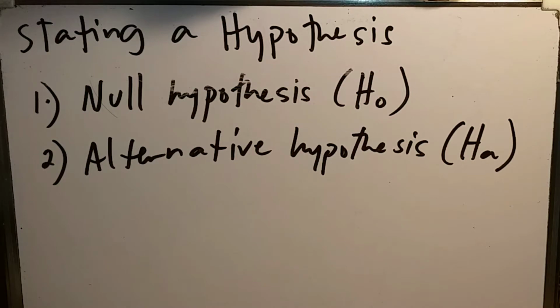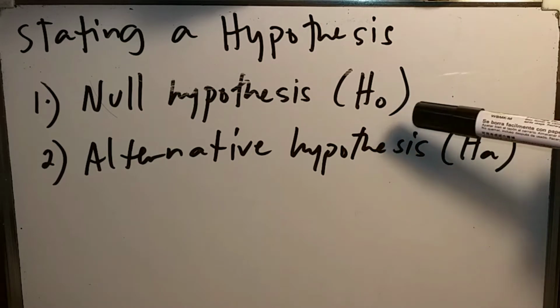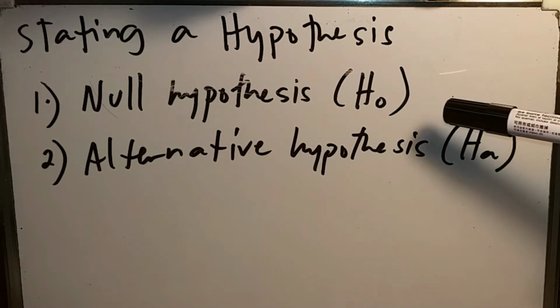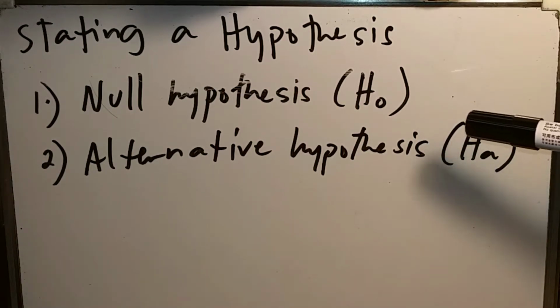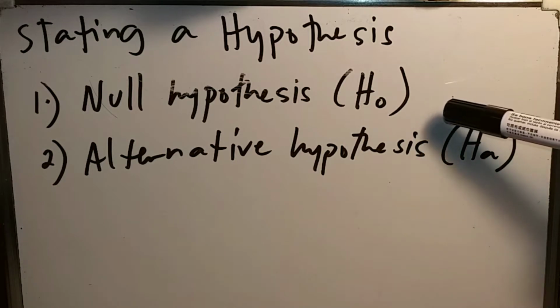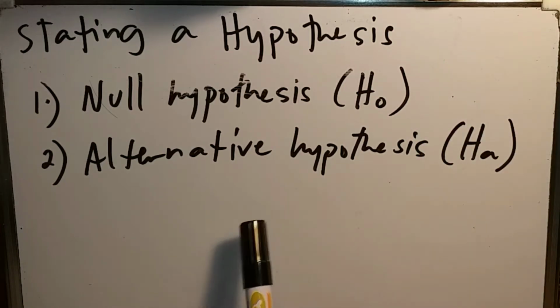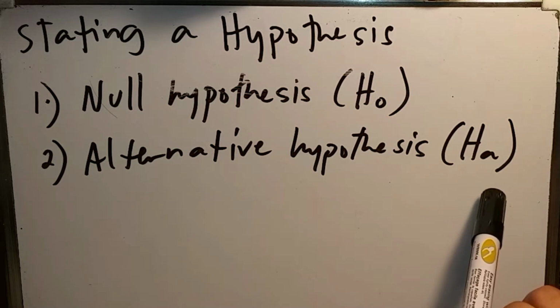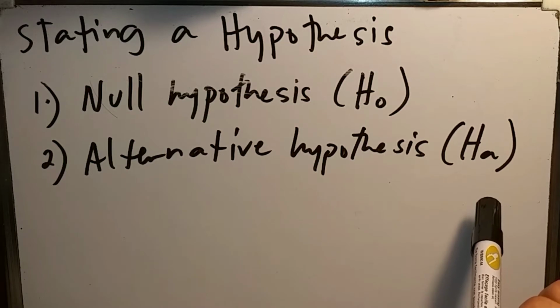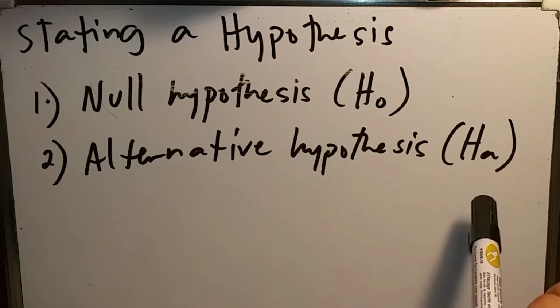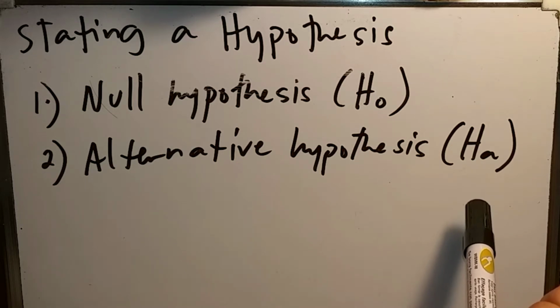The first one is the so-called null hypothesis, denoted by H naught. The null hypothesis is a statistical hypothesis that contains a statement of equality. And the second one is the alternative hypothesis, denoted HA. The alternative hypothesis is the complement of the null hypothesis. It is a statement that must be true if H naught is false, and it contains a statement of strict inequality.